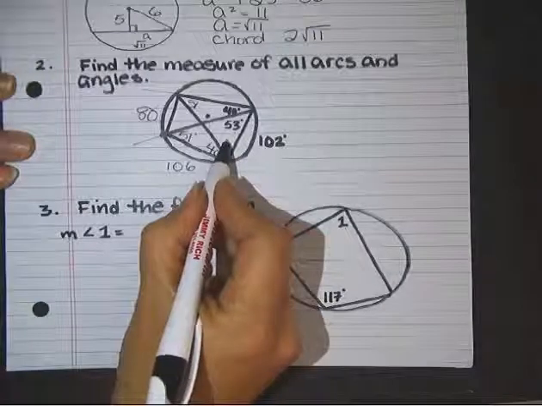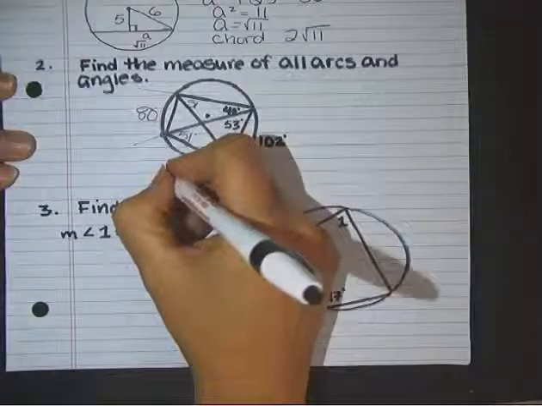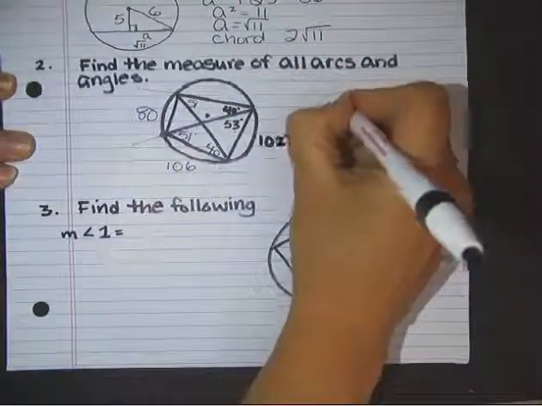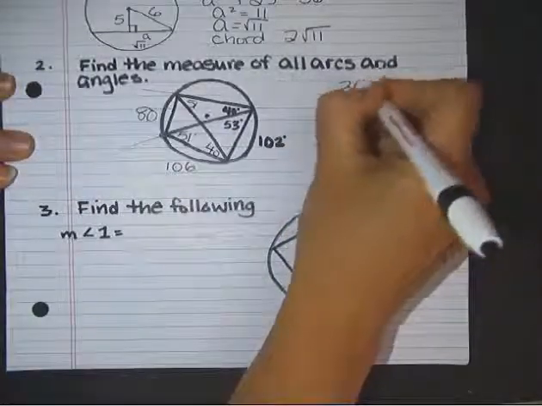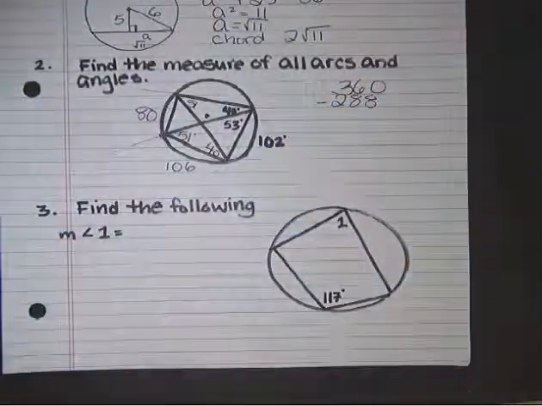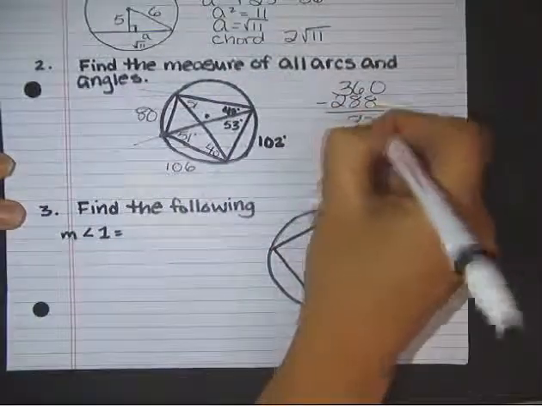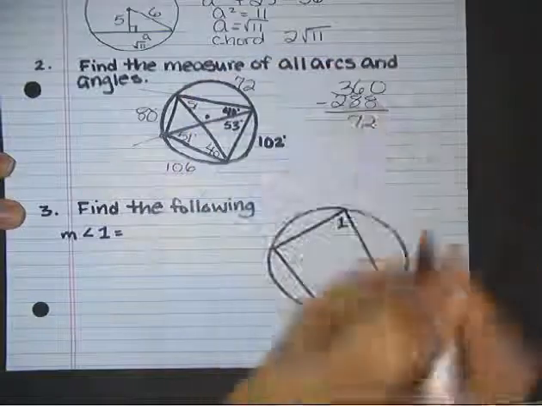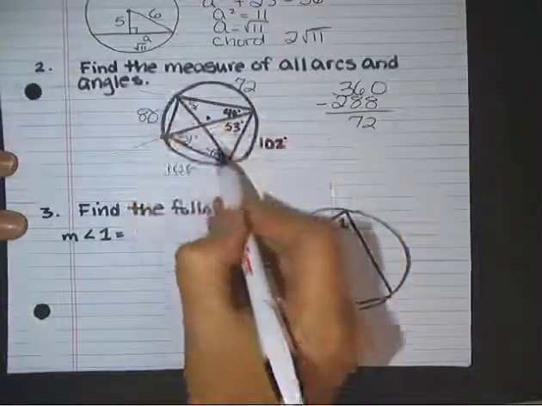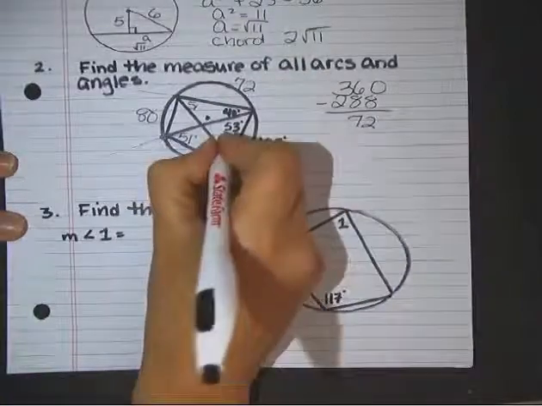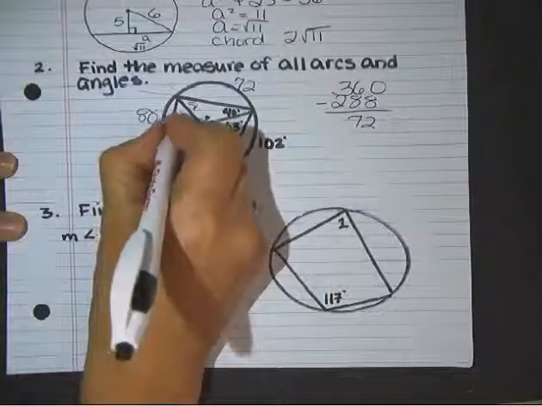I have 102, 106, and 80. So that's 208 plus 80, 288, and I know in the circle is a total of 360 degrees. So I can subtract that to get that top arc, which would be 72. So if this is 72, then I can follow back the angles that open to that. This would be half of 72, 36. This angle opens up, is half of 72 is 36.